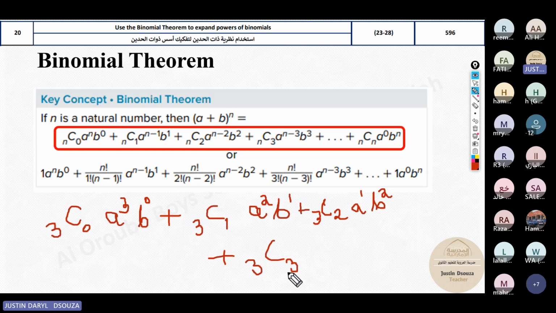Whenever you match these two terms, you stop there. Now 3C3, it's matching, so you just stop. a to the power 0 and b to the power 3. This is the last term. Is that okay? This is the formula, and it depends on the degree. Now you need to memorize this by heart, otherwise you cannot solve it.